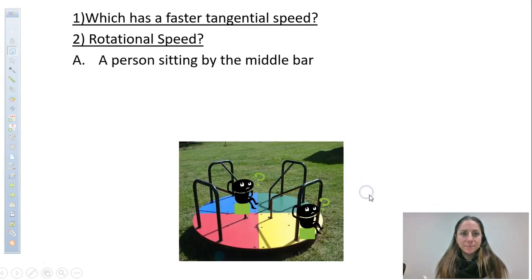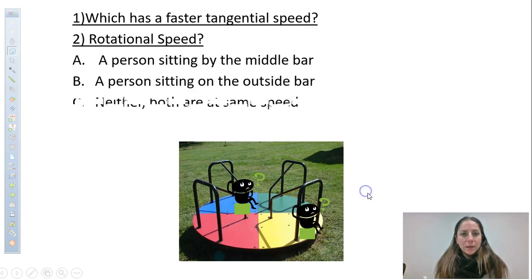So interesting. Imagine yourself on a merry-go-round, or a turnaround, right? So the question is, who's got a faster linear speed or tangential speed? The person sitting in the middle or the person sitting on the outside? And who's got a faster rotational speed? The person sitting in the middle or the person sitting on the outside?